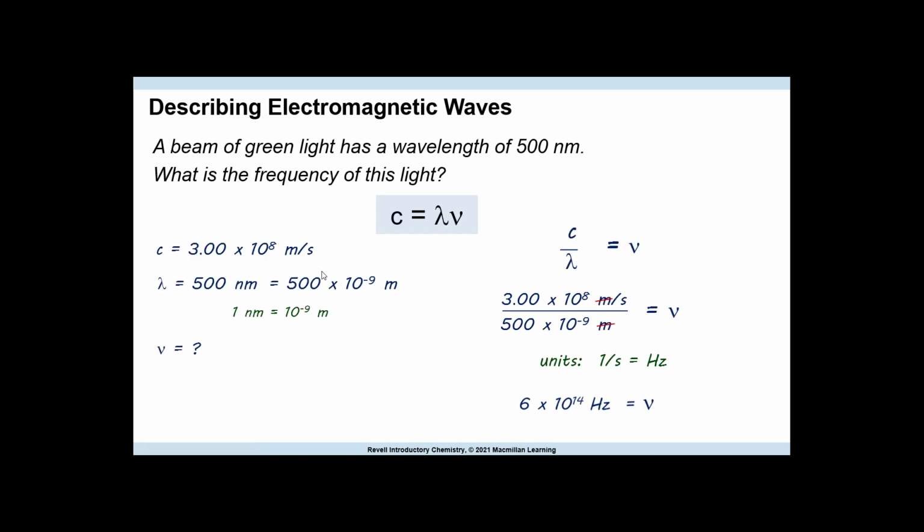A beam of green light has a wavelength of 500 nanometers. What is the frequency of this light? This is where you're going to have to start getting comfortable with the symbols, know what they mean, know what they say, and what units go with them. I can't do this for you. You guys have to do this.